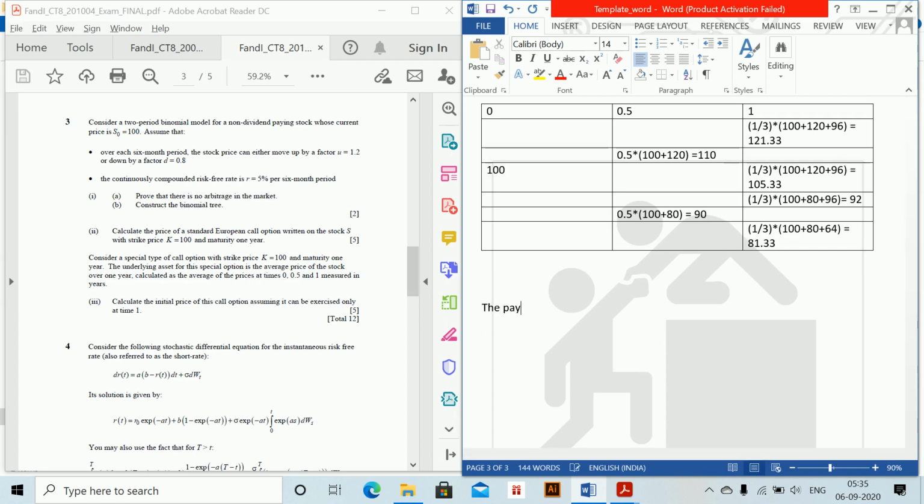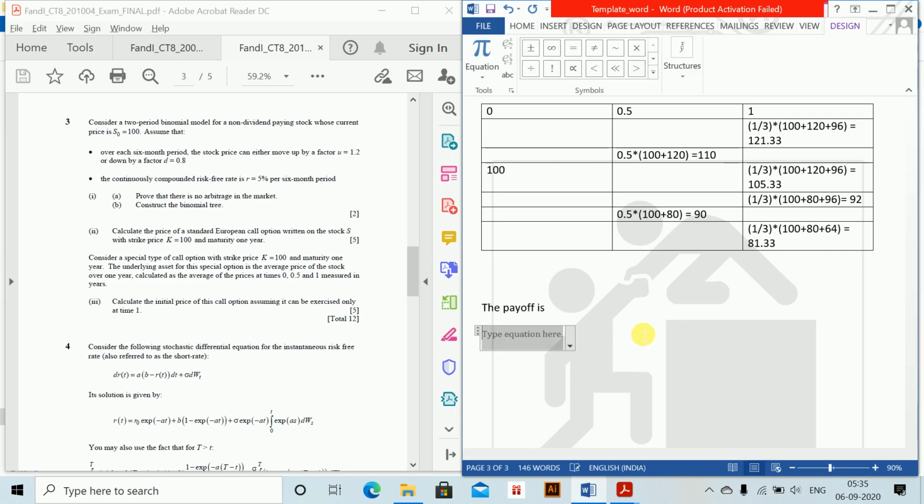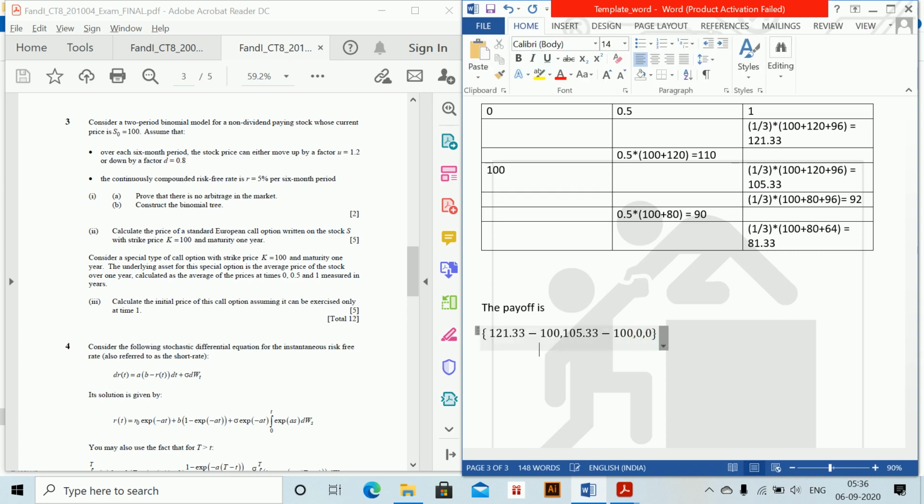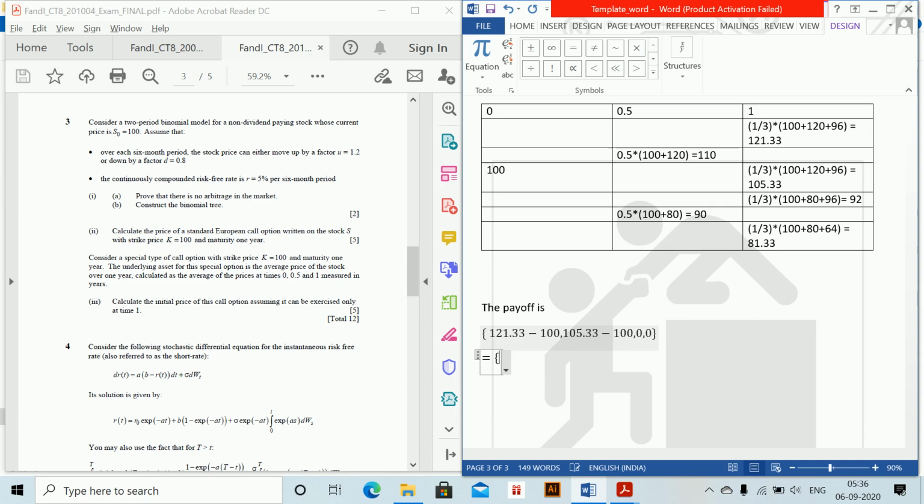Payoff is the cells 121.33 minus 100, 105.33 minus 100, comma 0 comma 0. So this is equal to 21.33, comma 5.33, comma 0, comma 0.